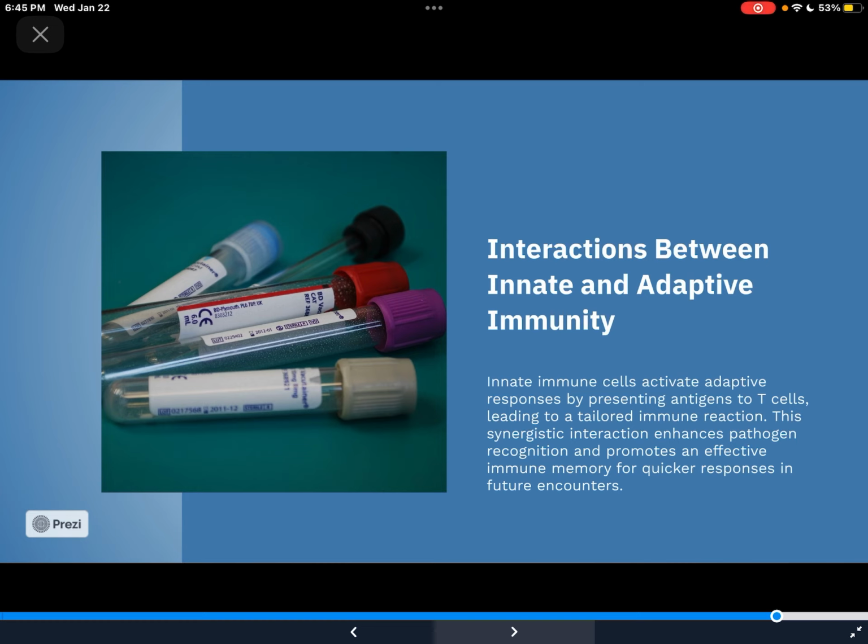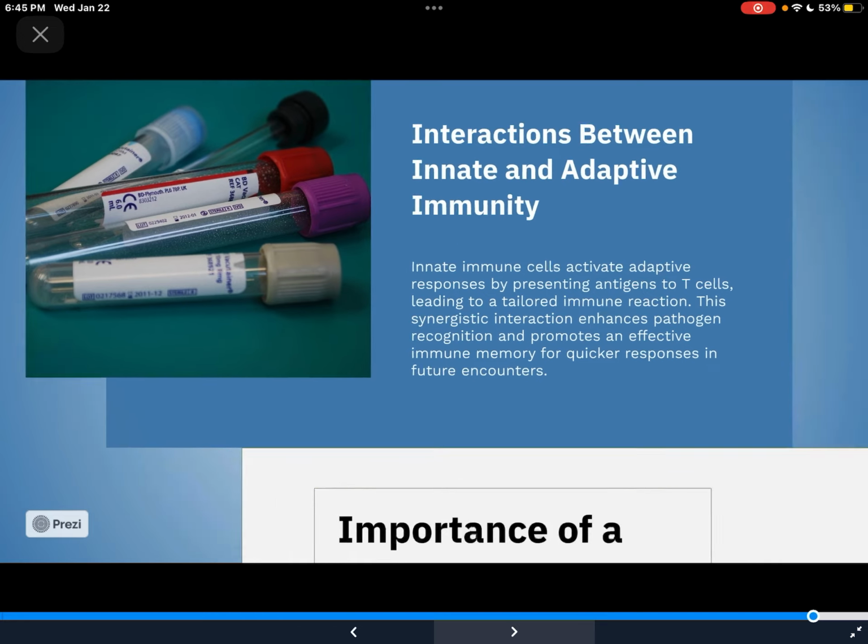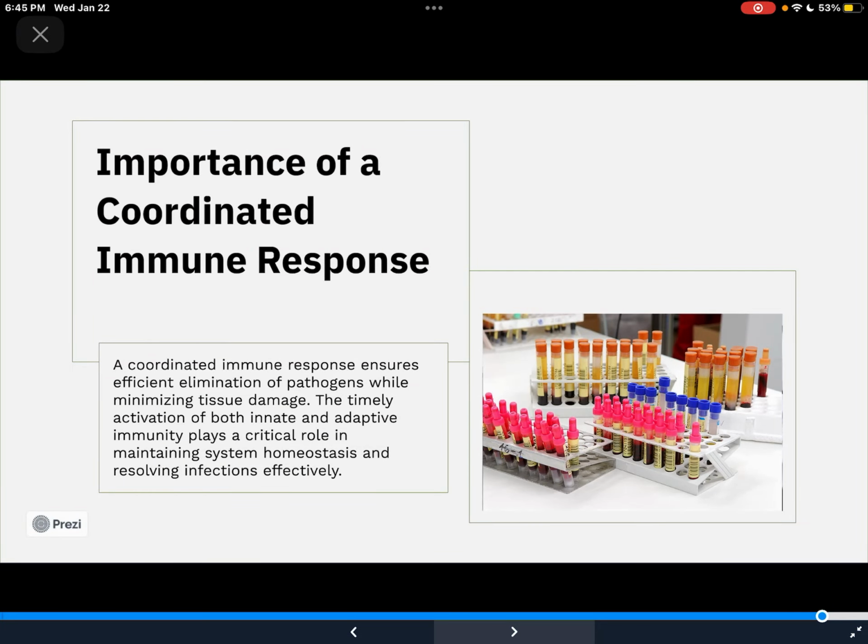This interaction enhances pathogen recognition and promotes an effective immune memory for quicker responses in future encounters, which is why we get vaccines. So a coordinated immune response ensures efficient elimination of pathogens while minimizing tissue damage. The timely activation of both innate and adaptive immunity plays a crucial role in maintaining system homeostasis and resolving infections effectively.